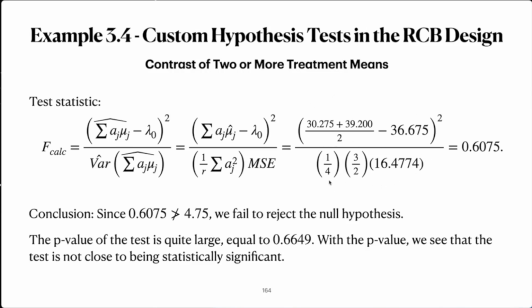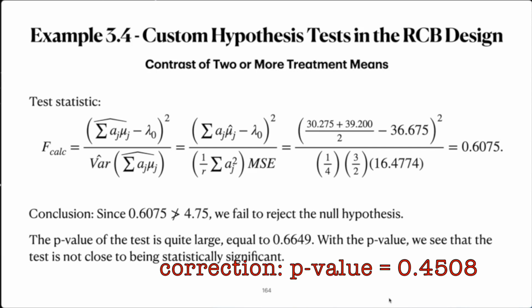So 1/4 times 3/2 times 16.4774, using this formula here. When we calculate that out, we get 0.6075 rounded to 4 decimal places. Since that test statistic does not exceed the critical point of 4.75, we would fail to reject the null hypothesis. The p-value for this test is fairly large, 0.6649.